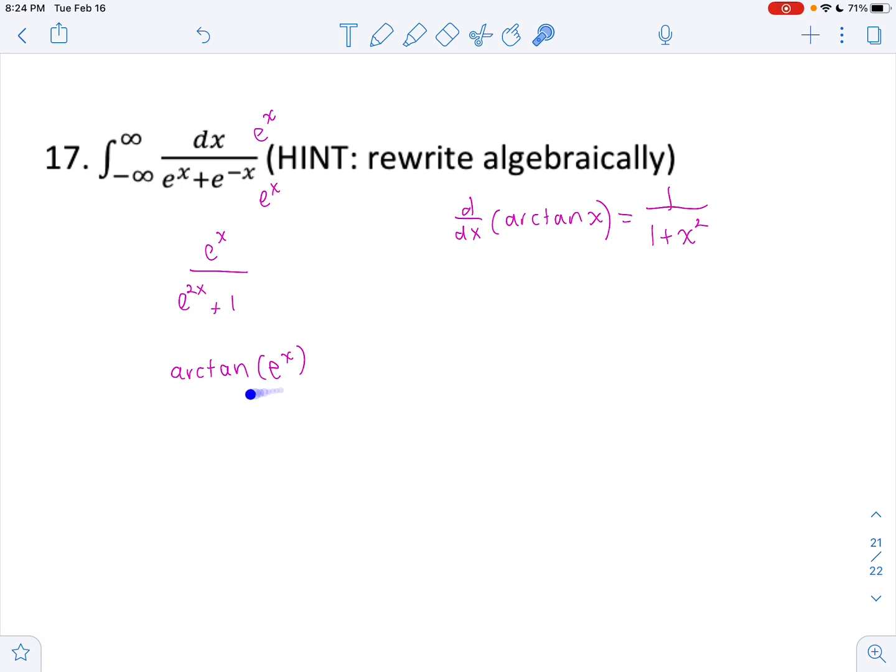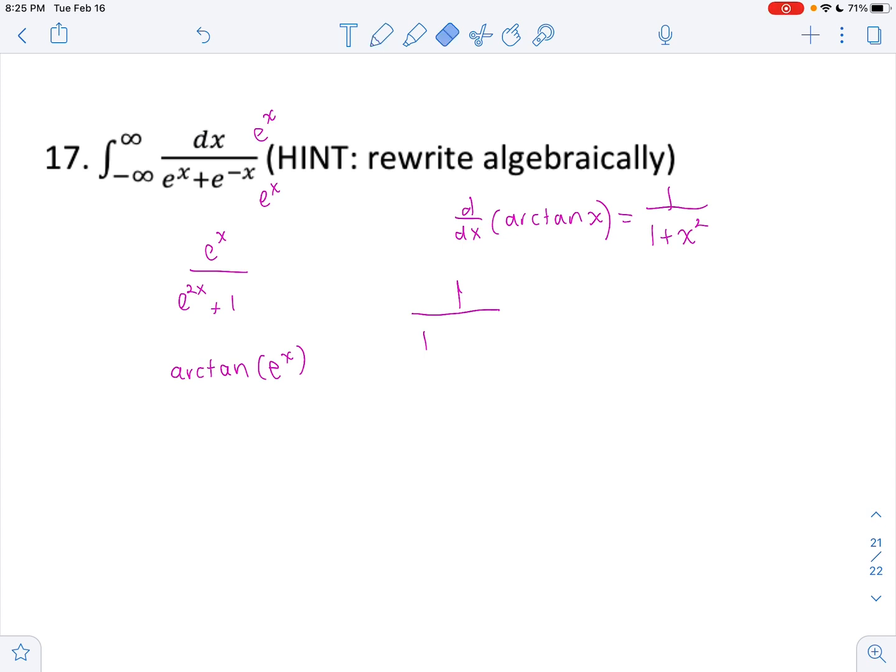Now, if we check our work, I would take the derivative of arctangent and see if I get back to this. If I take the derivative of arctangent, I get 1 over 1 plus e to the x quantity squared, which gives me the e to the 2x. And then remember that we have a chain rule here. The derivative of e to the x is just itself, so times e to the x. So basically we get back to this expression, which we know is equivalent to that expression. Now that we've verified that that is truly the antiderivative, let's work on evaluating this.